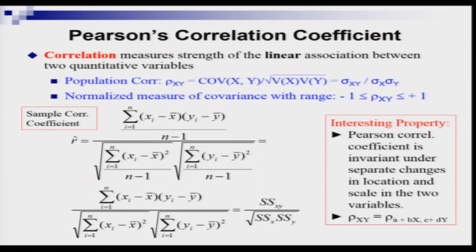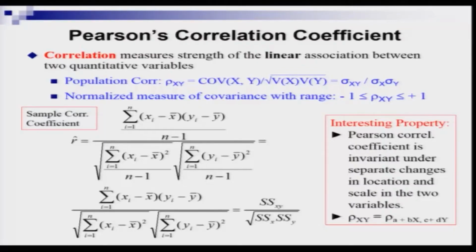If you closely look at the one which is placed first in the denominator, that is basically the sample standard deviation, and the second one in the denominator is again another sample standard deviation, but the first one is for the variable x and the second one is for the variable y.